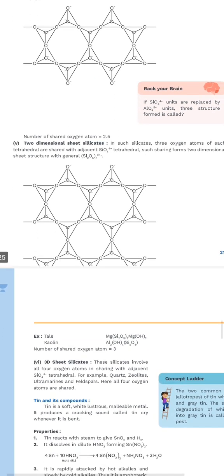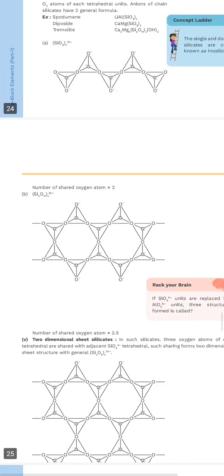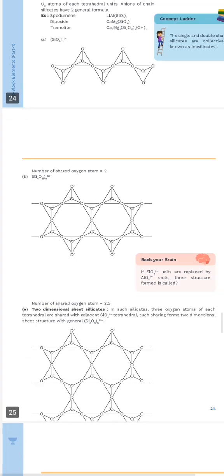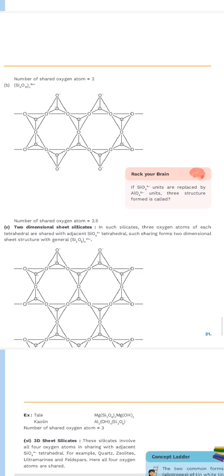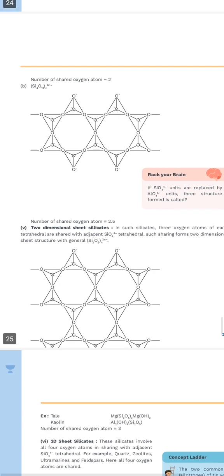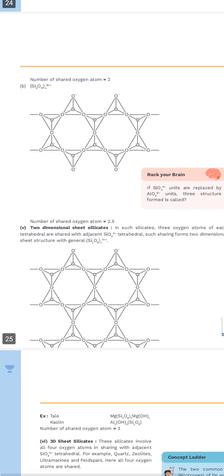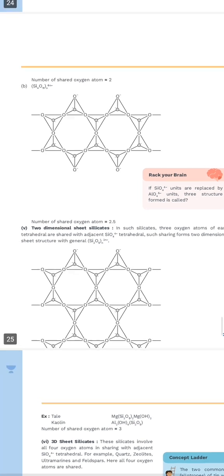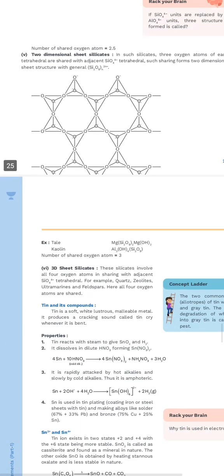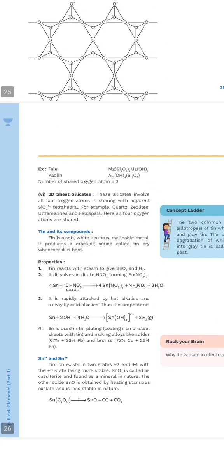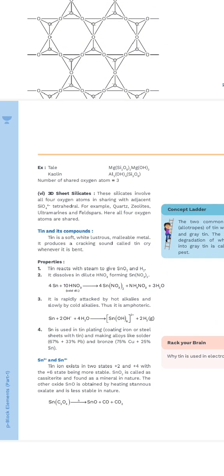Next is two-dimensional sheet silicates. In such silicates, 3 oxygen atoms of each tetrahedron are shared with adjacent SiO4 4- tetrahedra. Such sharing forms a two-dimensional sheet structure with the formula (Si2O5)n 2n-. Examples are talc and kaolin. The number of shared oxygen atoms is 3 in this case.